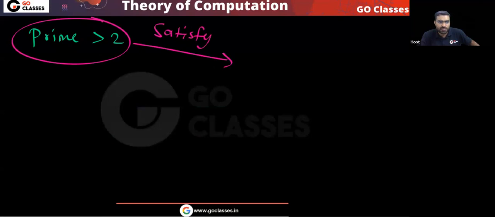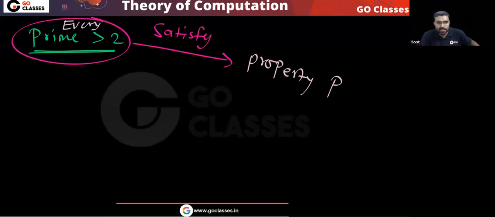Remember, every prime number greater than 2 will definitely satisfy property P. Yes or no? But some other numbers can also satisfy property P. Is this correct? Every prime number greater than 2 will satisfy property P, but some other number can also satisfy property P.